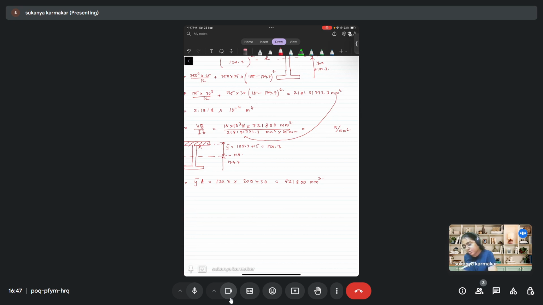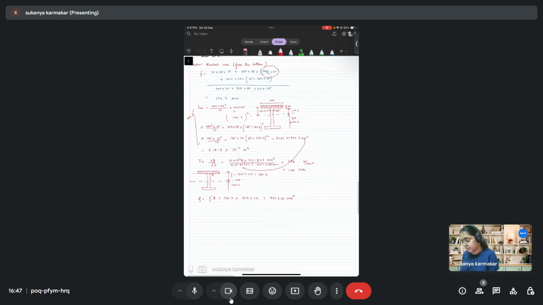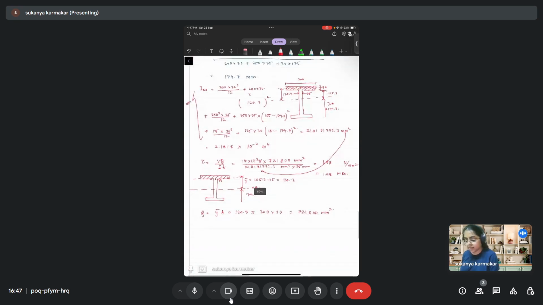So this is equal to 1.98 Newton per mm square, or 1.98 MPa. Okay. I hope this question is also clear.